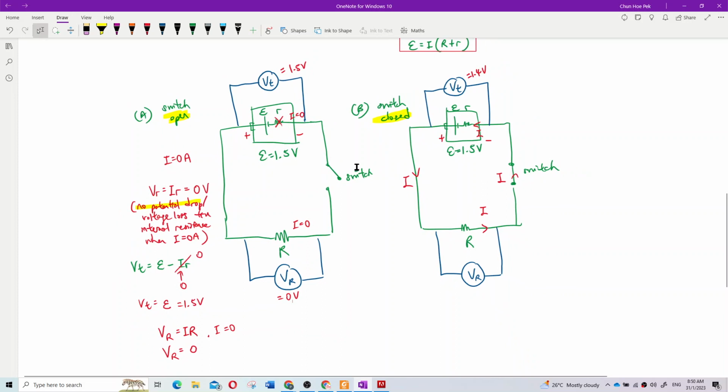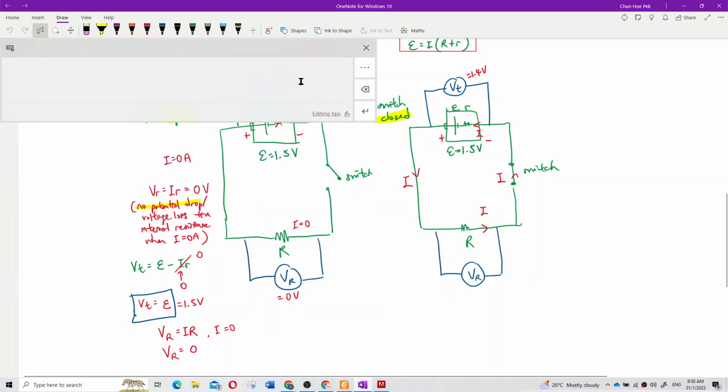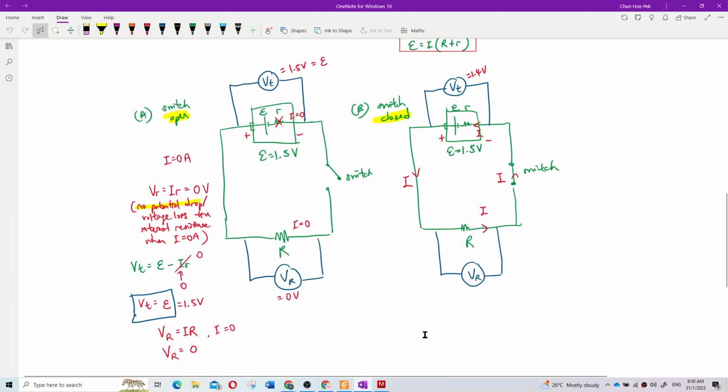Yes, sir. So that means when no current flows, when the switch is open, the terminal voltage can straight away get the value of the EMF. You can straight away measure the EMF. VT equals EMF. This is the important one. VT equals E when the switch is open. VT equals E. However, when the switch is closed, what happened, class?